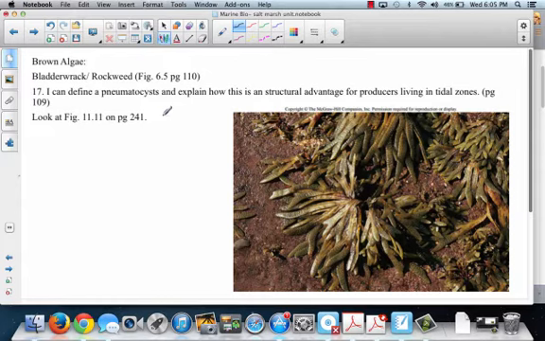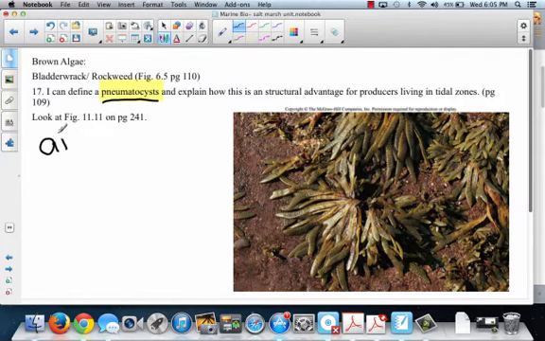Alright, objective 17 says, I can define a pneumatocyst and explain how this is a structural advantage for producers living in tidal zones. And that picture is a picture from your book. I like some pictures on the internet better than the ones that we collected, so I'm going to show you those. But before we get to pictures, I want to define the word pneumatocyst.